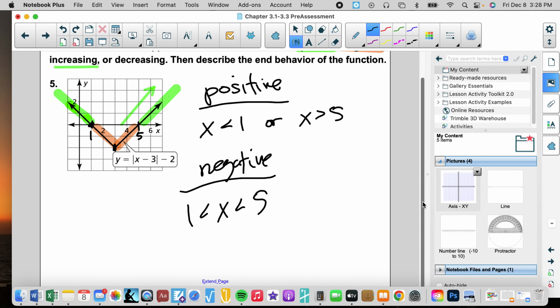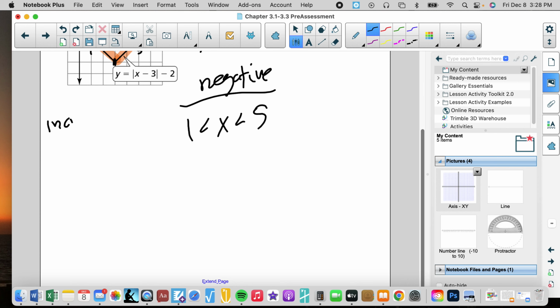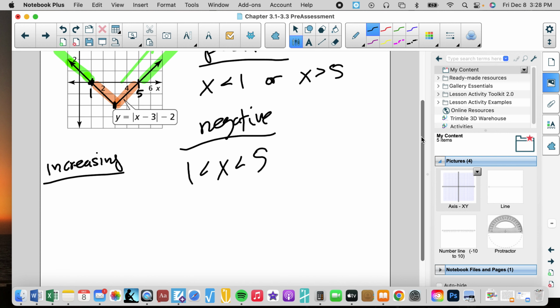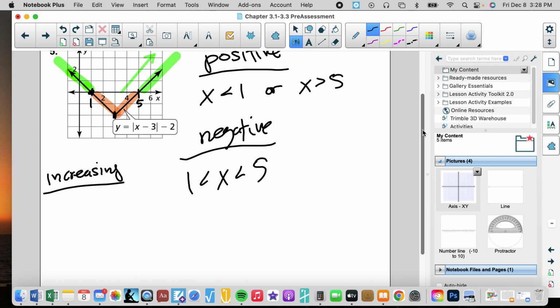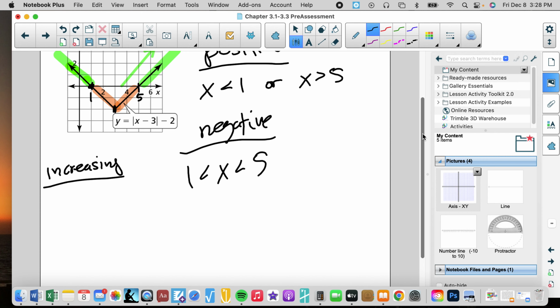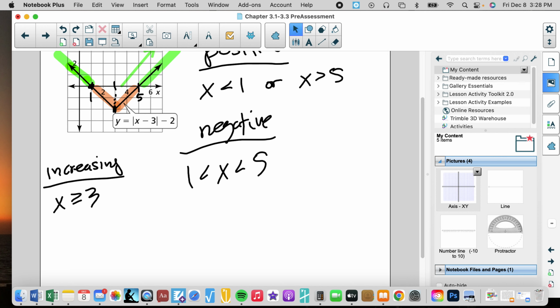So let's do increasing. Let's create some space here. When do my outputs start increasing in succession? I'm going to say when x is greater than or equal to 3, because at this point the input is 3, and it starts increasing. I'm just going to erase that little stuff. So it's increasing when x is greater than or equal to 3, and it's decreasing.